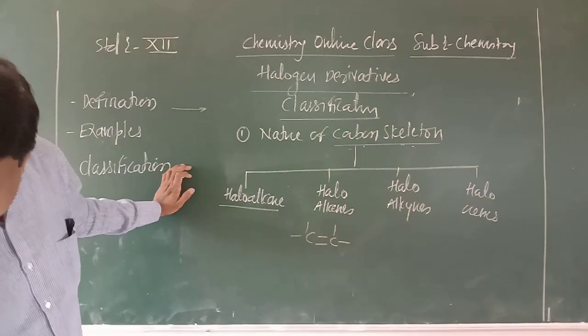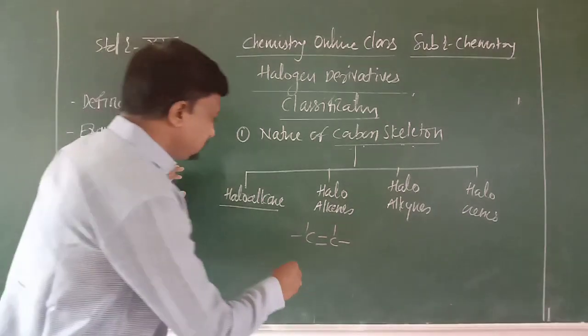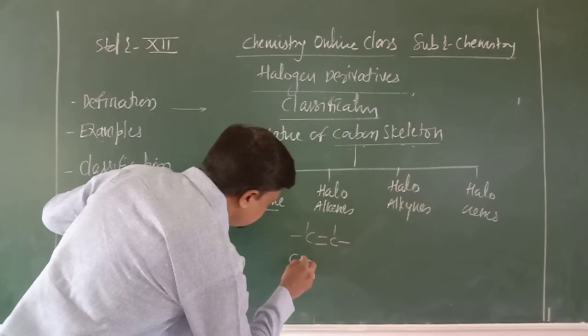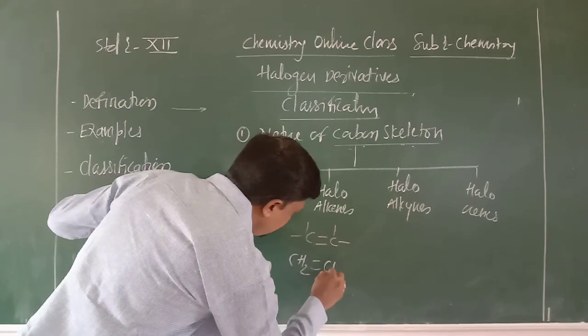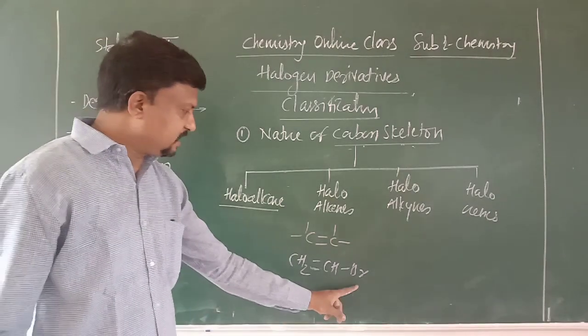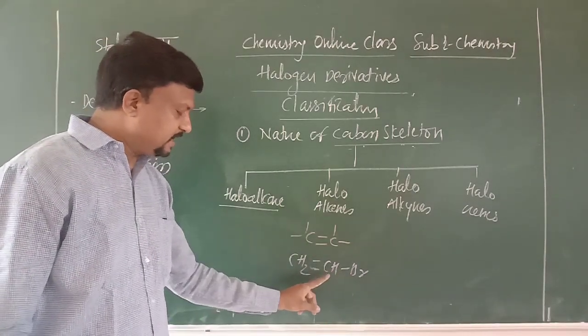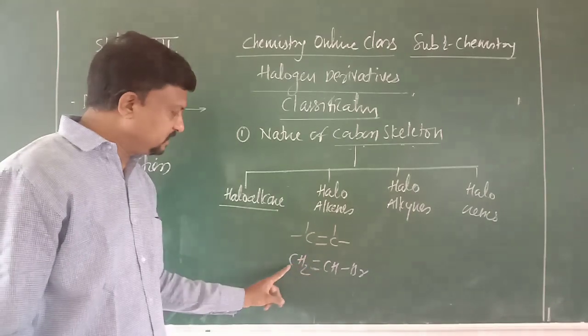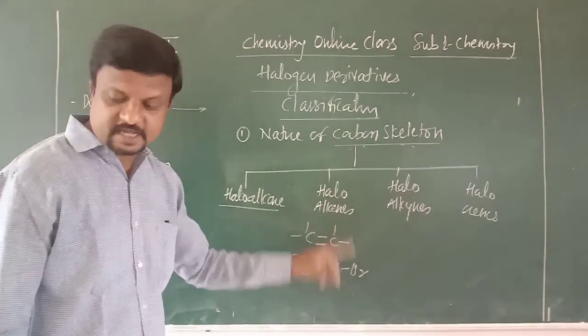For example, the example for this compound is CH2=CH-Br. See here, the halogen atom is attached to this carbon atom, and this carbon atom is doubly bonded with this carbon atom, hence it is said to be a haloalkene.